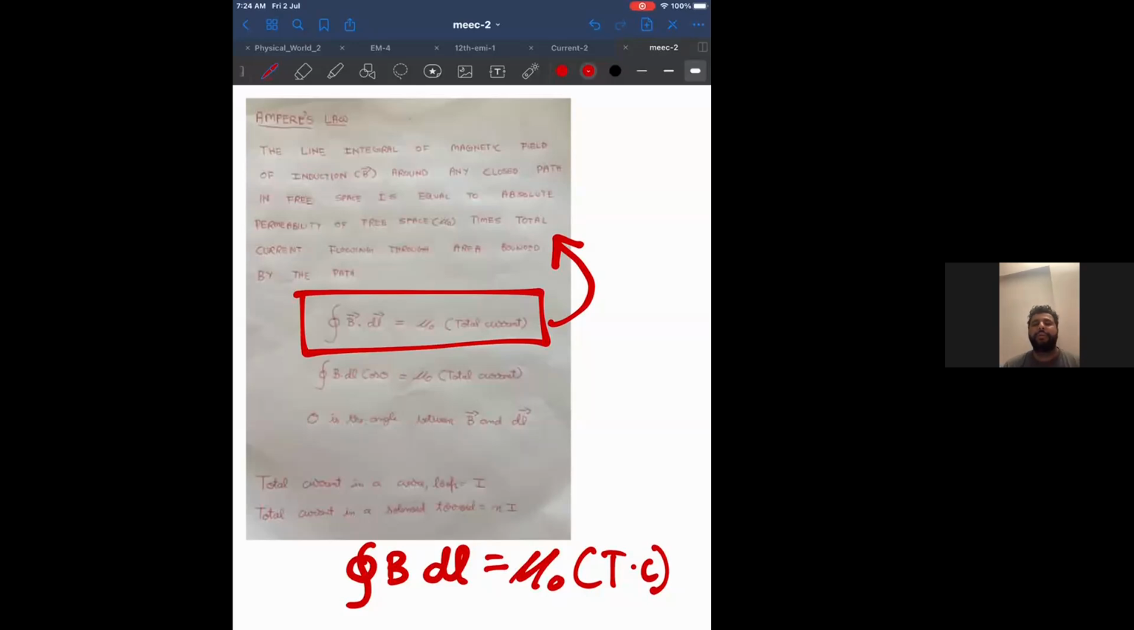And what is the value of mu naught? 4 pi into 10 raised to minus 7. Remember, minus 7. 4 pi into 10 raised to minus 7. That is the value of mu naught. Everyone is aware of that now? Yes.